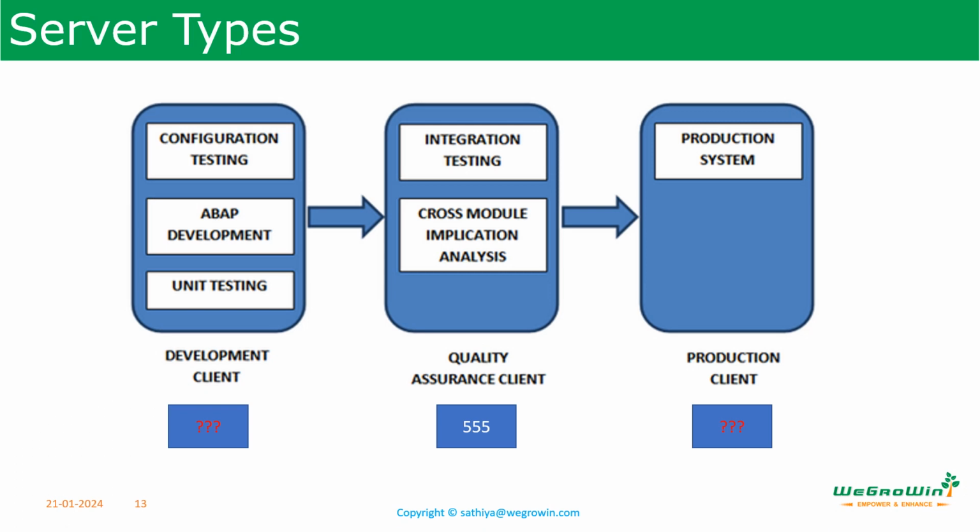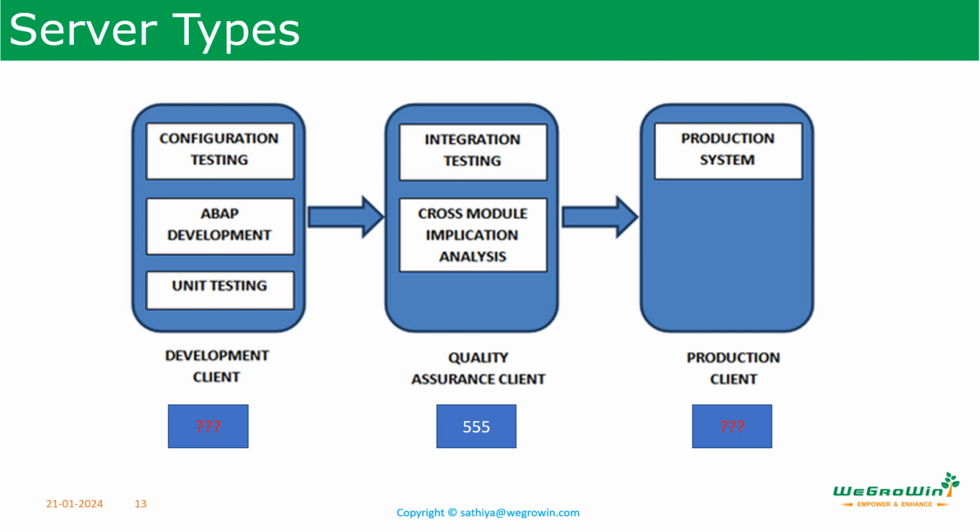Now let me explain those servers, right? We saw that generally in business there will be three types of servers. One is called the development server or development client. Another is called the quality assurance client. Another is called the production client. The development server will be used by the consultants to set up the system as per business needs. All the system configuration and testing will be done by consultants in this server. As the server is very sensitive, users should not be allowed to use the system.